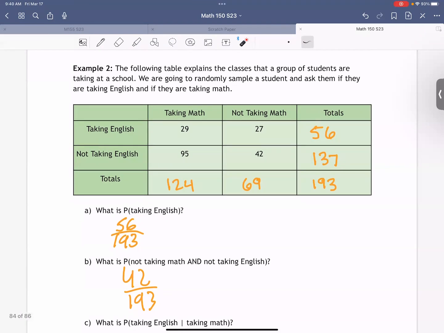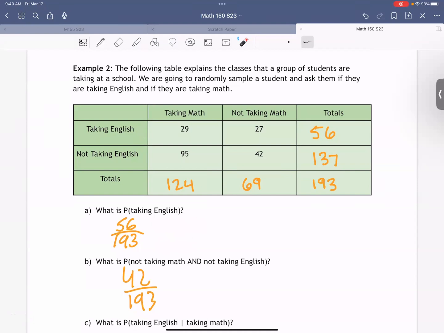I took the total amount of people that were in it, and then I went to taking English and went across to the total category. Perfect. So English over total. I don't know why I wrote that in the disappearing font. That's okay. All right. Good job there.